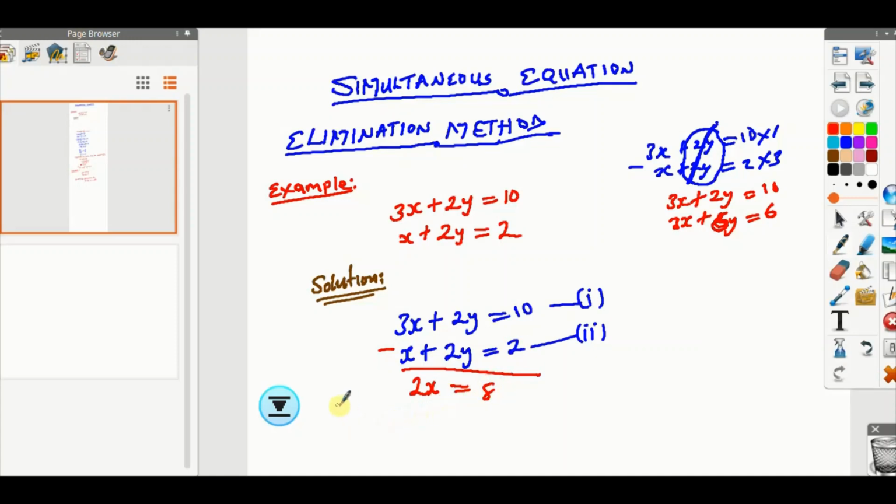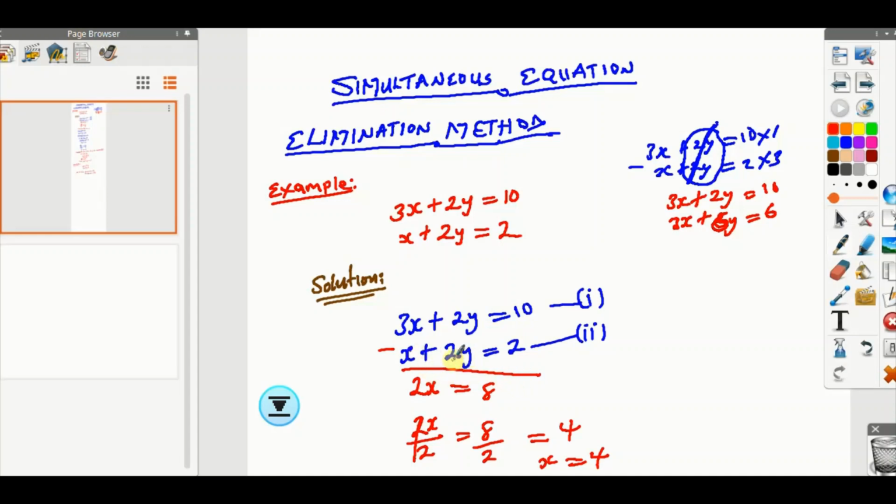So now let's divide both sides by 2. When we divide both sides by 2, we have 2x divided by 2 equal to 8 divided by 2. So here we can cross out. Now 8 divided by 2 becomes 4, right? So our x will be equal to 4. Now we can substitute this value into any of these equations, either equation 1 or equation 2.